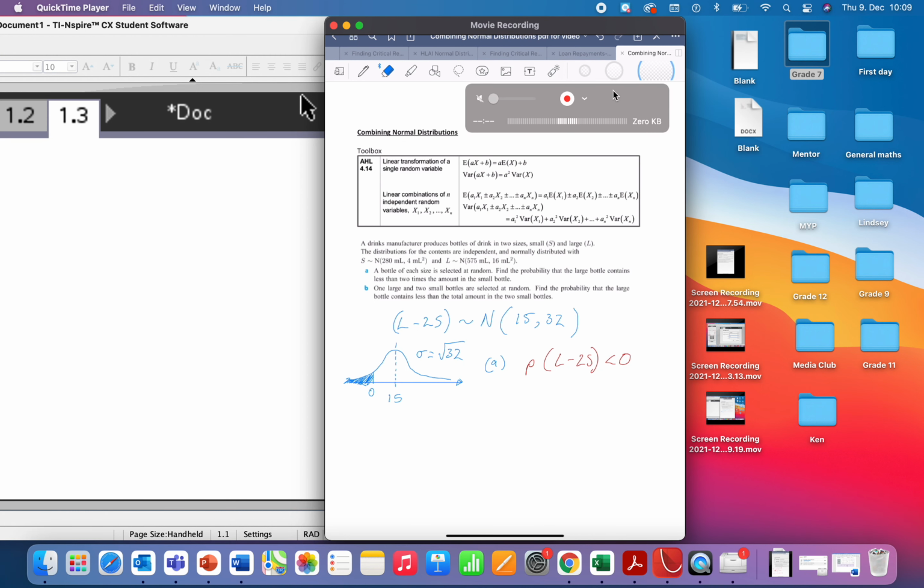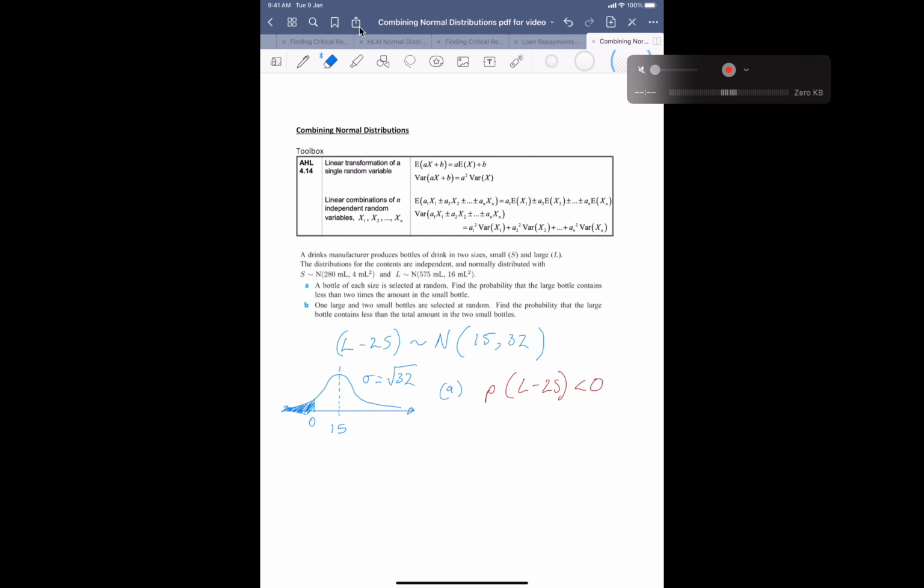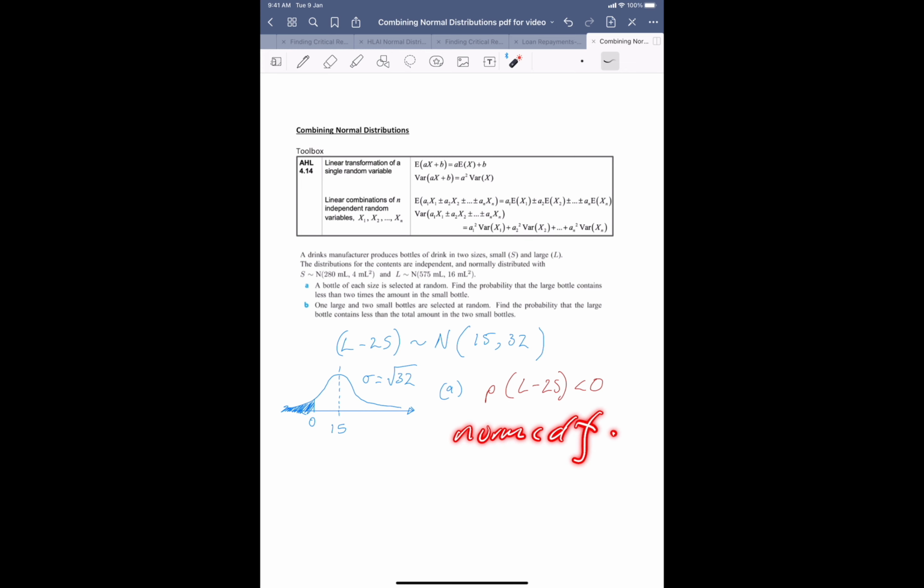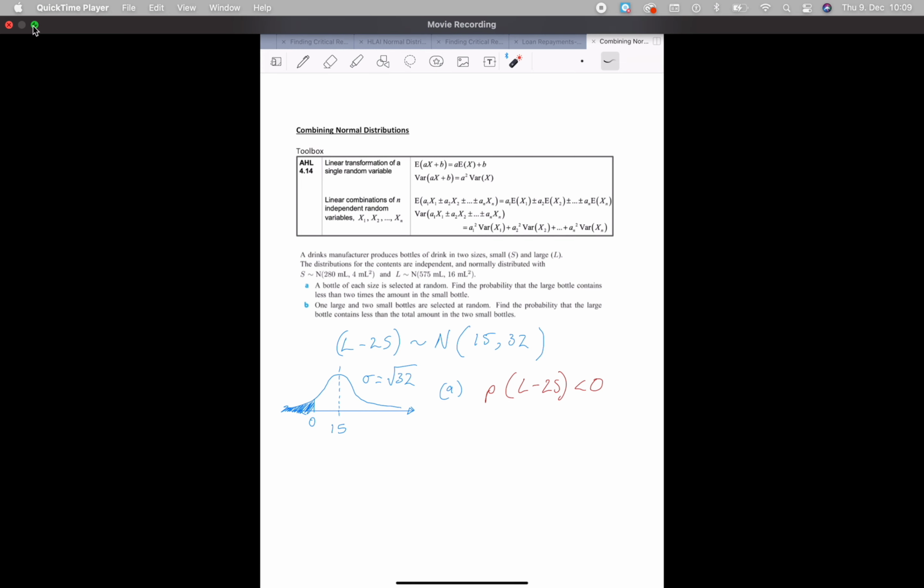So let's finish off this question now. We are looking for a particular probability here, as given by the diagram. We're looking for the shaded area here, and we're on a normal distribution. So we are going to look at norm CDF from the calculator. So let's go to our calculator now.